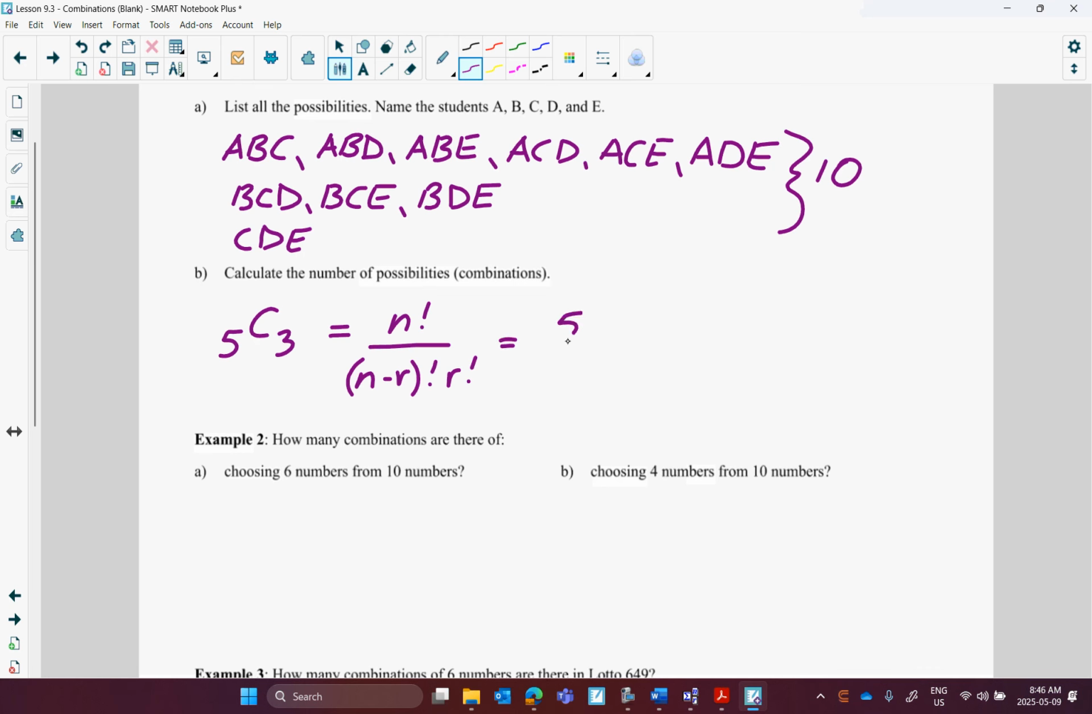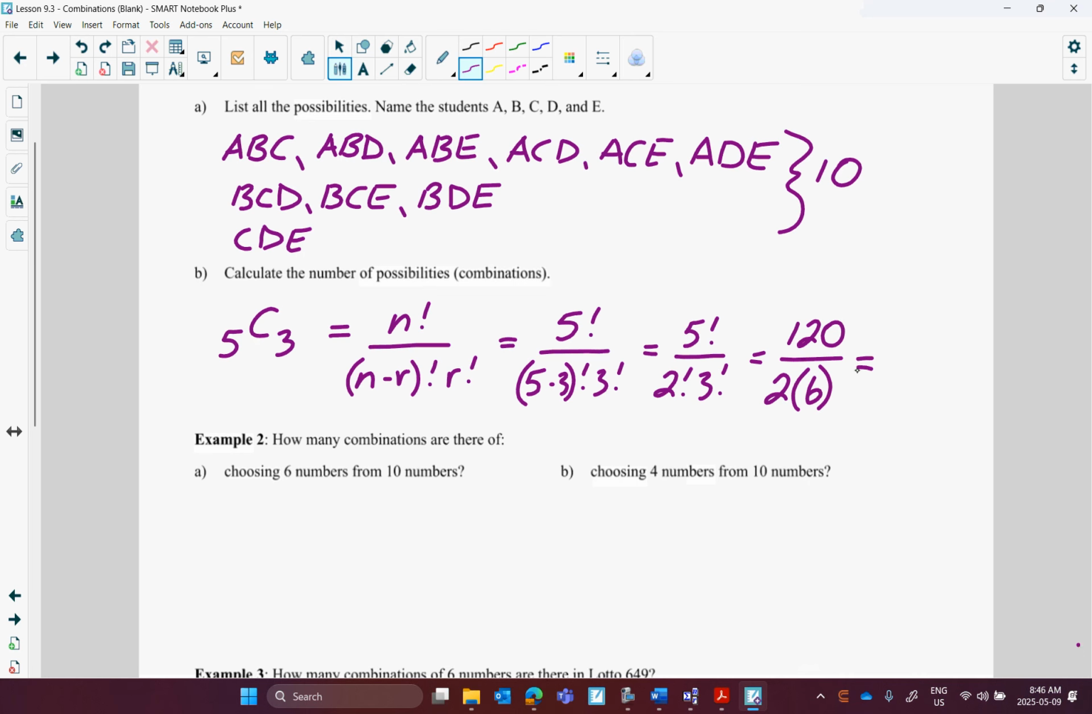So it's going to be 5 factorial over 5 minus 3 factorial times 3 factorial, or 5 factorial over 2 factorial times 3 factorial, which works out to 5 factorial is 120, 2 factorial is 2, 3 factorial is 6. 120 divided by 12 obviously gives us 10. Okay.